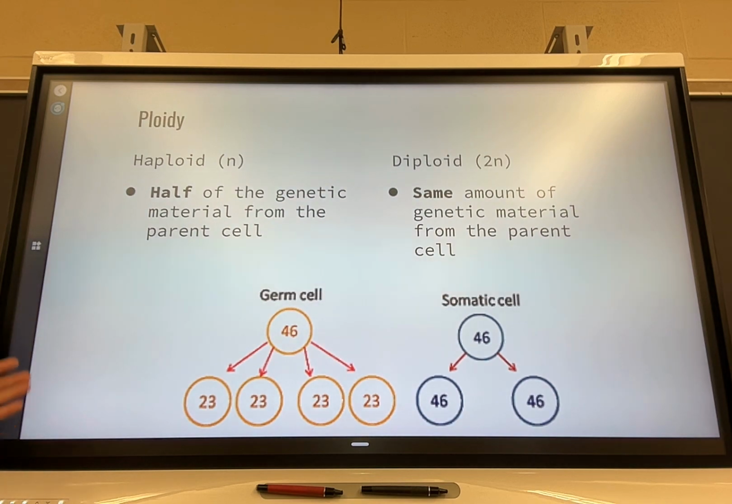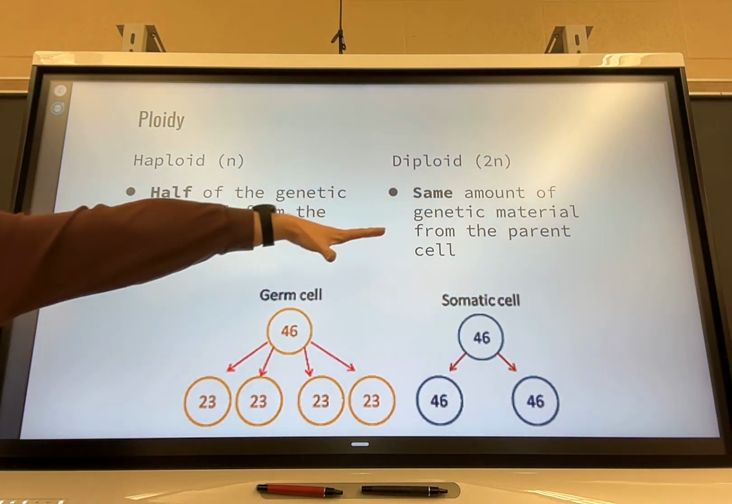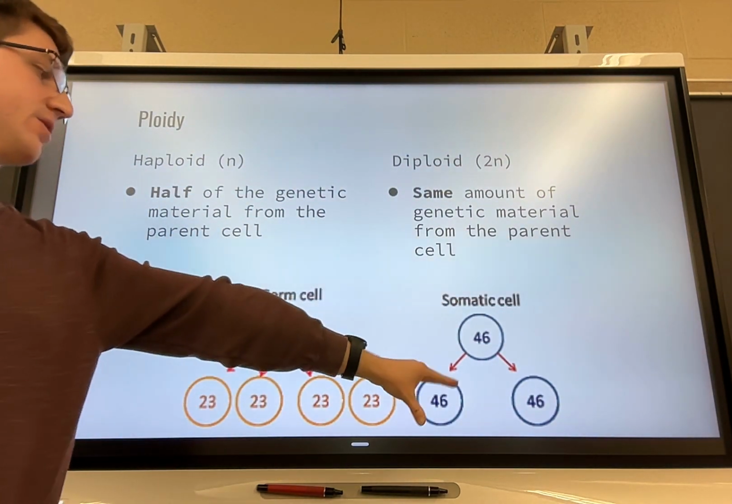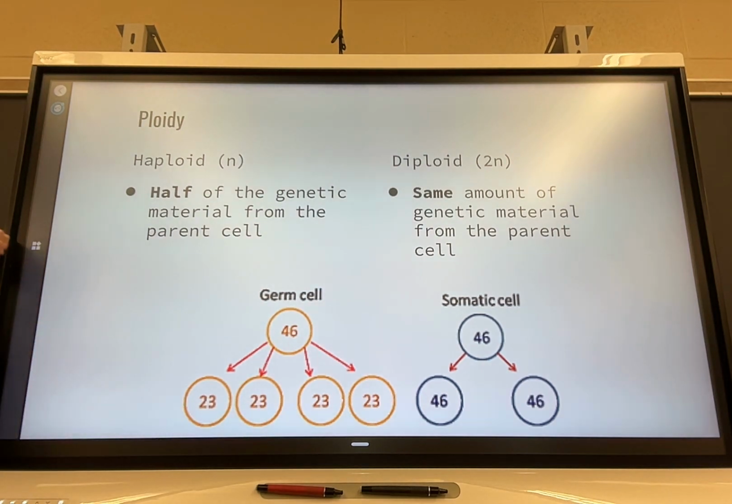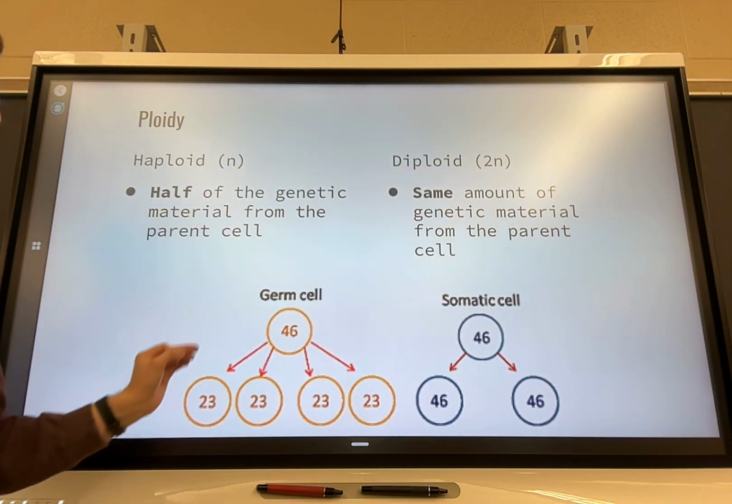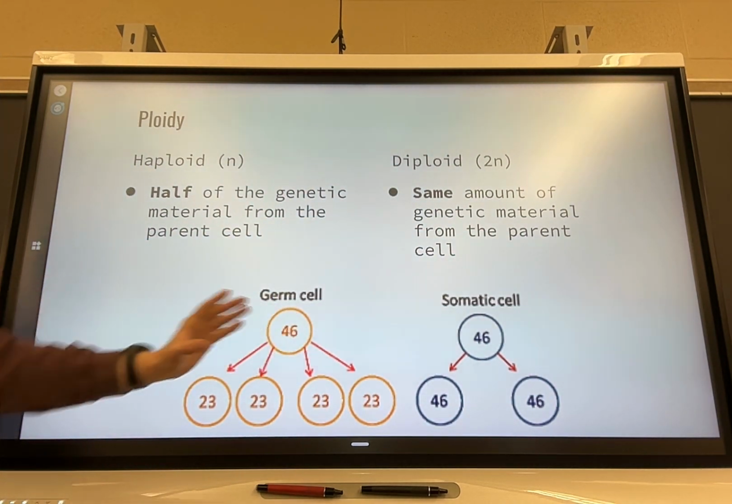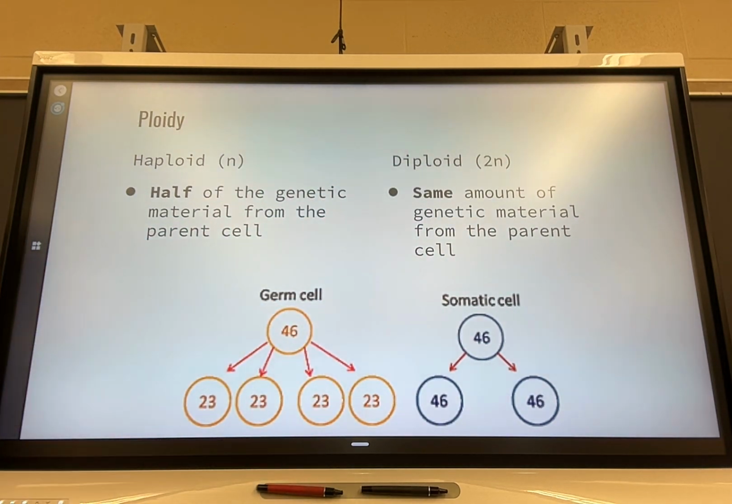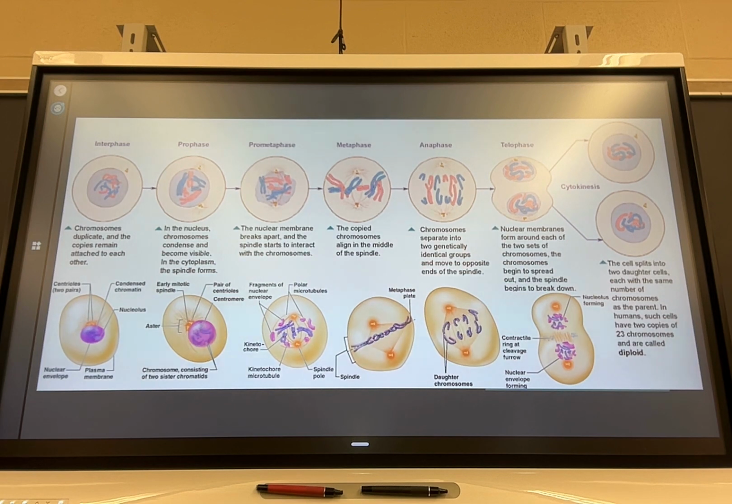Diploid means the same amount of genetic material as the parent. In humans, we have 46 chromosomes, so all of our somatic cells will have 46 chromosomes. Germ cells are going to be haploid, meaning they have half of the genetic material. So from a diploid individual, meiosis is going to produce haploid cells with 23 chromosomes. This process is going to be very similar to the process of mitosis. The big thing, though, is we are going to end up going through all of these stages twice.